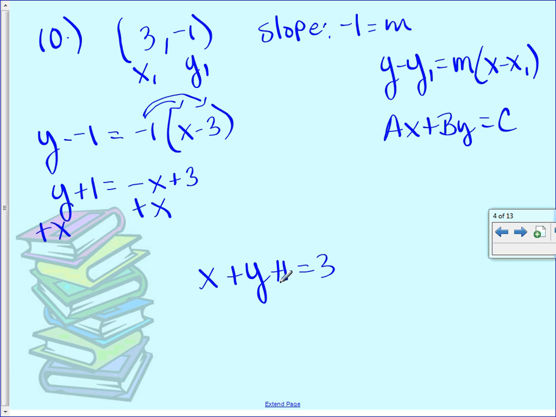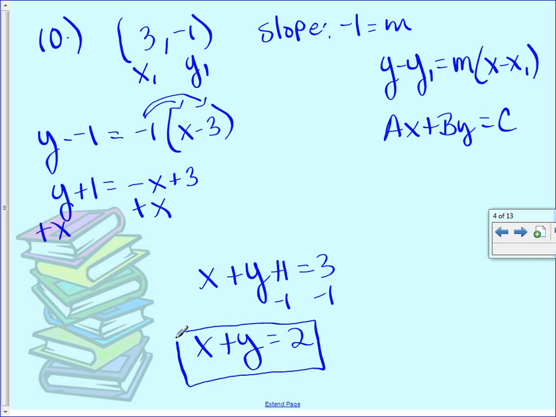How do I get rid of this plus 1? Subtract. So now I have x plus y equals 2. That's the standard form of the equation.